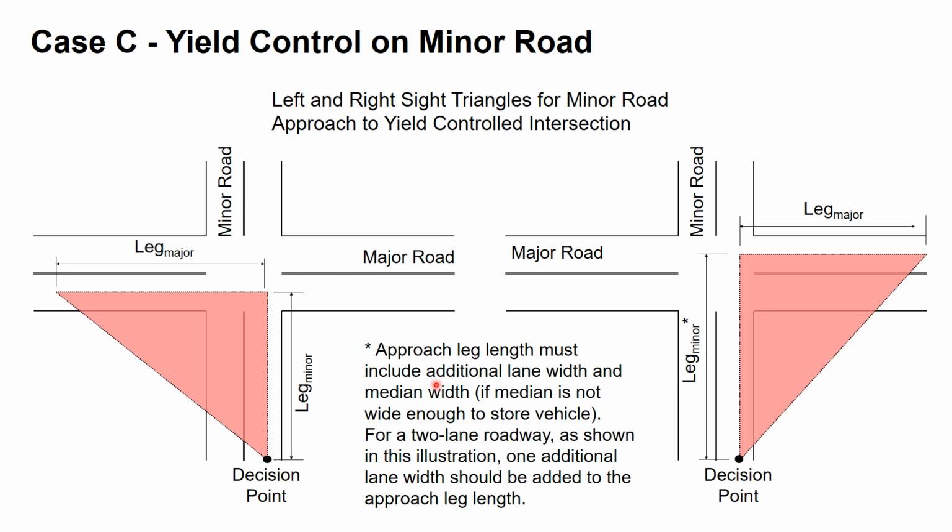For the right sight triangle, the approach leg length must include the additional lane width and median width, again, if that median is not wide enough to store a vehicle. And for the two-lane roadway, as shown in this illustration, we would need to add one additional lane width to that approach leg length.